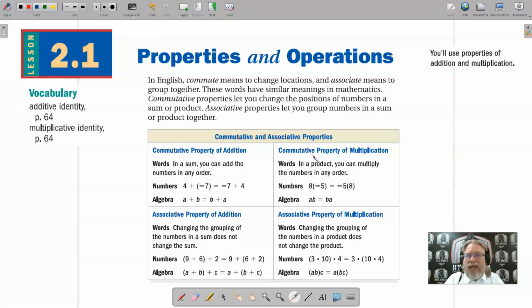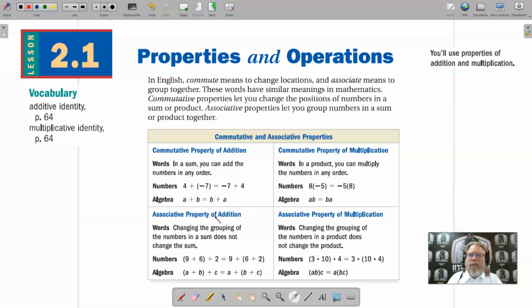Now we can do the same with multiplication as well. We have the commutative property of multiplication. In words, we say in a product, product's what you get when you multiply, you can multiply the numbers in any order. An example using actual numbers is 8 times negative 5. Well, that's equal to negative 5 times 8. Notice that we had the 8 first and the negative 5 second. Now we just switch their order, change position. They commuted, moved from one location to the other. Now we have negative 5 times 8. In algebra, we would say this as A times B is equal to B times A. We can reverse the order. We can move them around because multiplication has the commutative property.